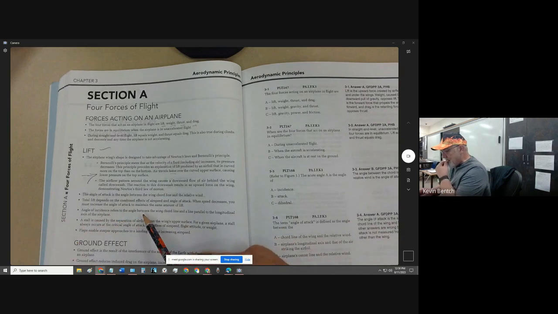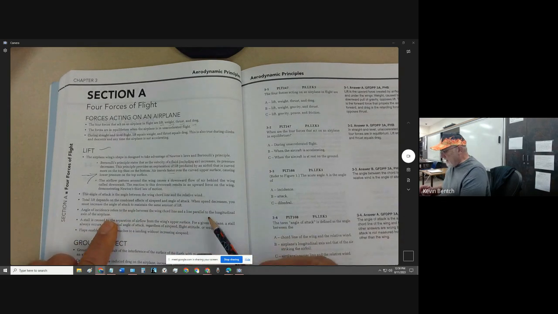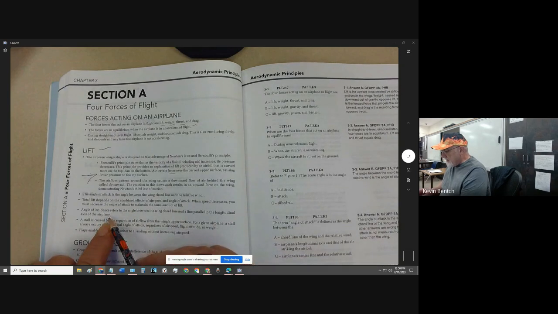Angle of incidence refers to the angle between the wing chord line and the line parallel to the longitudinal axis of the airplane. So that's angle of incidence, which makes sense, I hope.